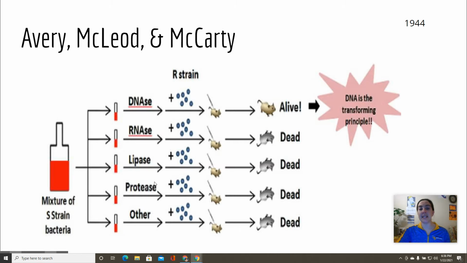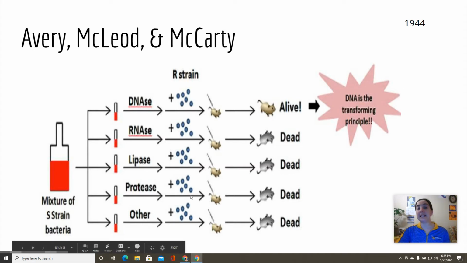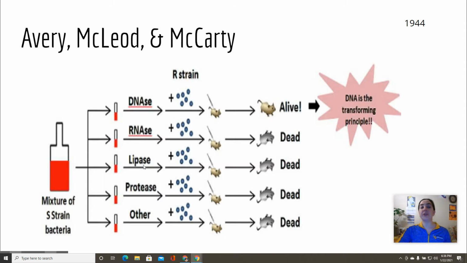Remember, this ASE ending that you see on all these words refers to an enzyme. So for example, this one down here where it says protease, that's an enzyme that breaks down proteins. And they said, okay, if we break down the proteins in here and then combine it with the R strain, is it still deadly? And it was. Okay, what if we destroy the lipids? Are the lipids the thing that's really making it deadly? If we get rid of the lipids, is it going to be safe? Nope, mouse still dead. What about the RNA?